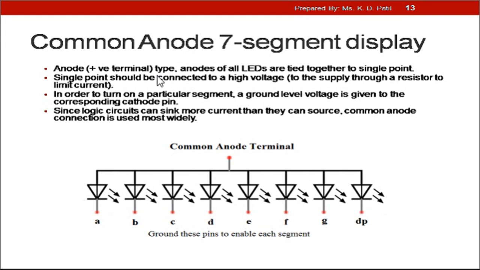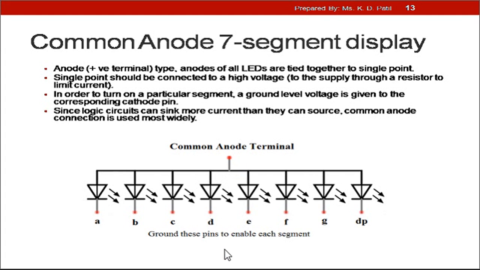It is a positive terminal type, and all the anodes, as you can see in the figure, are positive terminals. All the positive terminals of all the LEDs are tied together to a single point, and this single point is also considered a COM point. Now this single point should be connected to the high voltage.